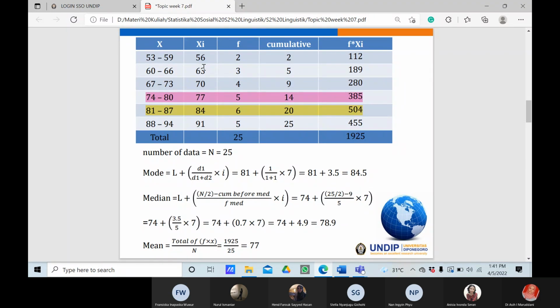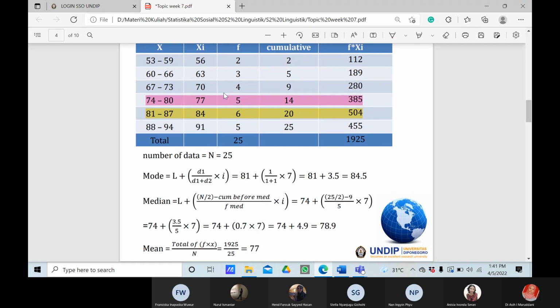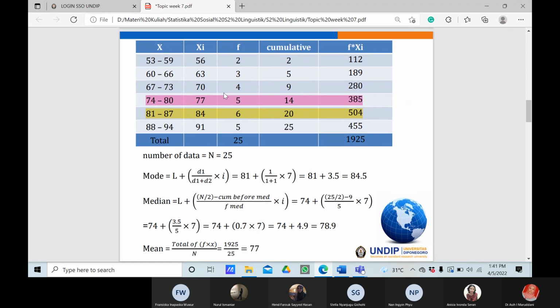I think I'll give you another about 10 minutes to calculate the variance and the standard deviation from this table. The time is yours to practice the calculation. If you have any question, please ask first before you practice calculating this.